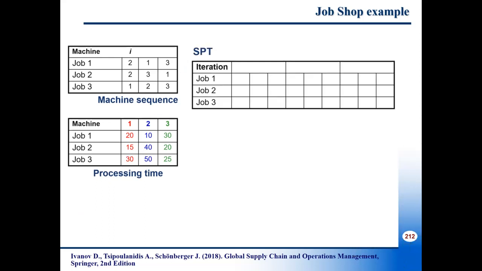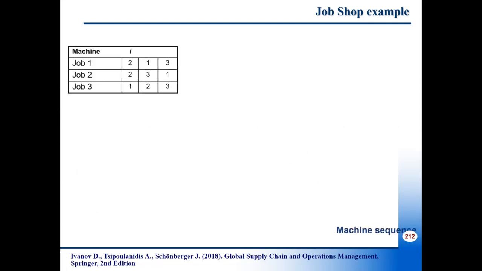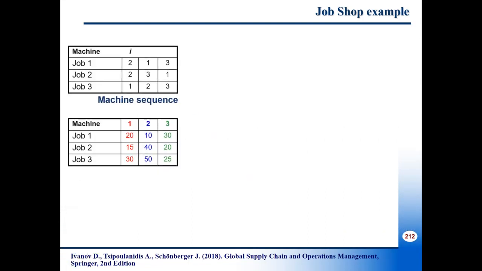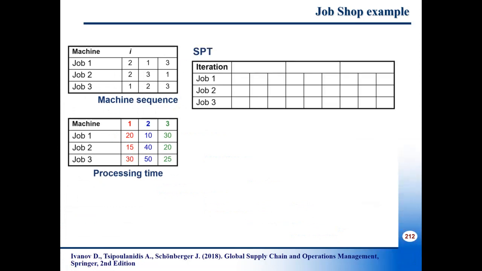In this case, we would like to employ the shortest processing time procedure to find the optimal sequence for 3 jobs processed by using 3 machines, i equal to 1, 2, and 3. First, we would like to do iteration number 1.